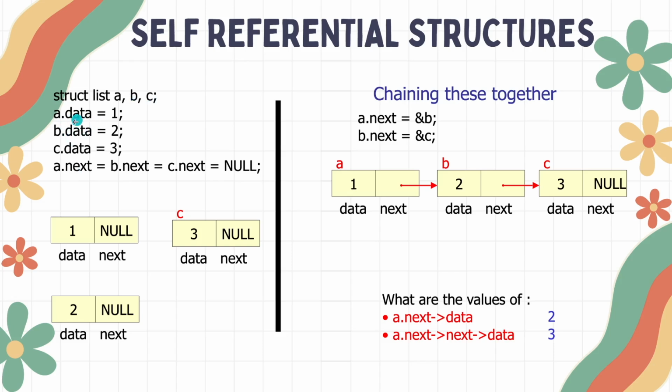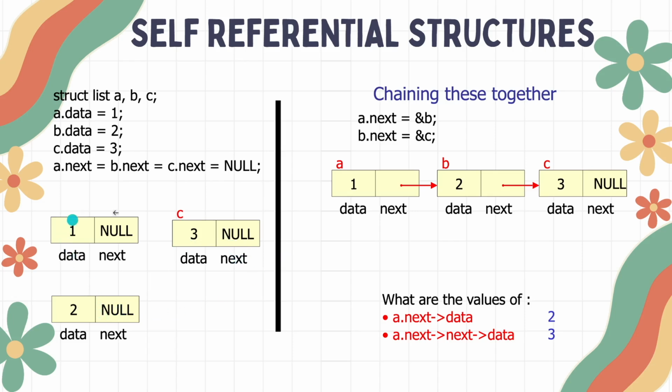In order to access respective members we use the dot operator: A dot data, B dot data, A dot next, B dot next, etc. I am assigning values of 1, 2 and 3 for the data of A, B and C, and all the next values I am assigning to be null. So, this will be the state. A will have a value of 1 and its next would be null. B would have a value of 2 and its next would be null, and similarly C would have a value of 3 and its next would be null.